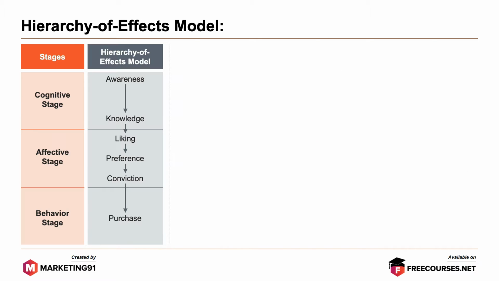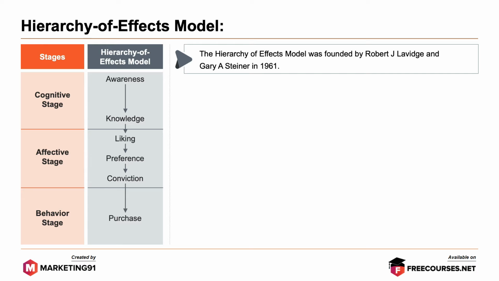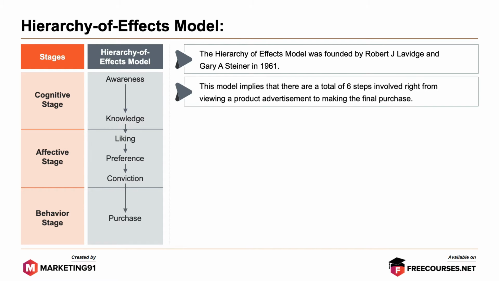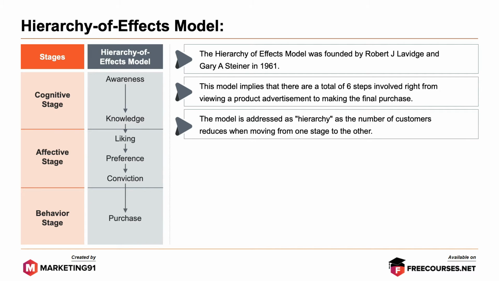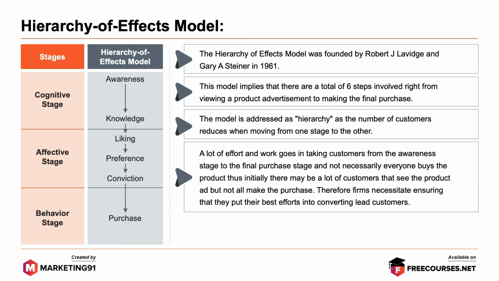Moving on to the next model, the hierarchy of effects model. The hierarchy of effects model was founded by Robert Lavidge and Gary Steiner in 1961. This model implies that there are a total of 6 steps involved right from viewing a product advertisement to making the final purchase. This model is called a hierarchy as the number of customers reduces when moving from one stage to another. A lot of effort goes into taking customers from the awareness stage to the final purchase stage, and not necessarily everyone buys the product.